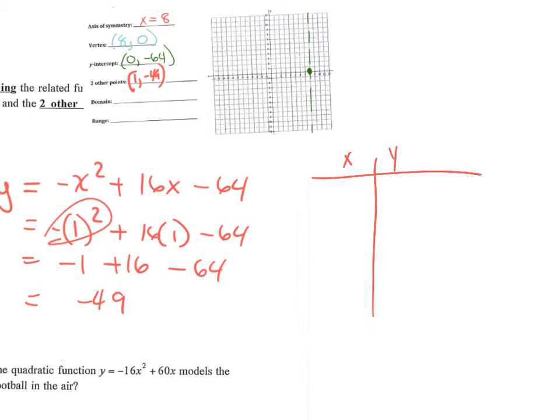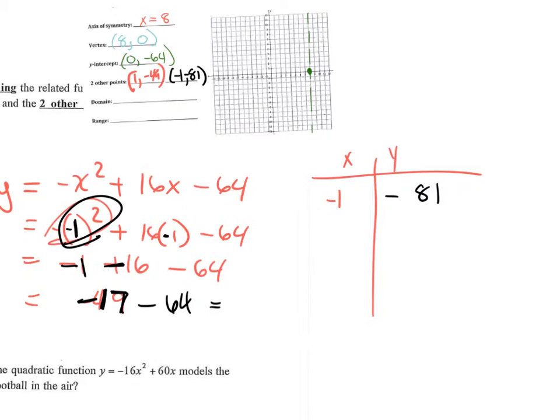So let's see what happens when we plug in negative 1. If you put in negative 1 here, negative 1 squared is going to be 1, and then negative, so that part's correct. This is going to become minus 16. Negative 1 minus 16 is going to be negative 17. Minus 64 is negative 81. So that's the other point. Big points. It's just big points.